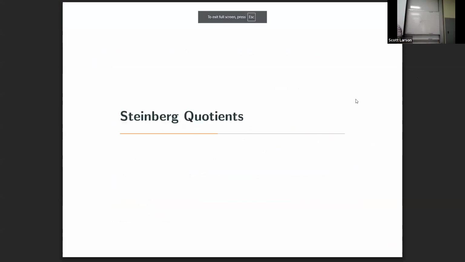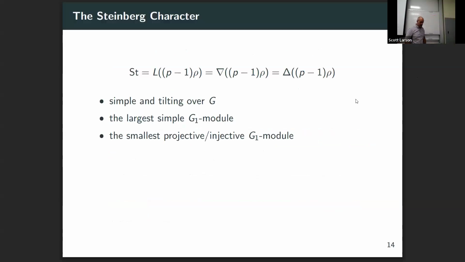But okay. I'll tell you why I was motivated to think about these. So what are Steinberg quotients? Well, you have to start with the Steinberg module. The Steinberg module is the simple module of p-restricted highest weight. It's the biggest p-restricted highest weight you can have. It's got p-1 in every entry, and that's the cap for the p-restricted weights. That simple module is simultaneously a standard and a co-standard module. It's also a tilting module. So it's simple, it's tilting, it's every kind of module.